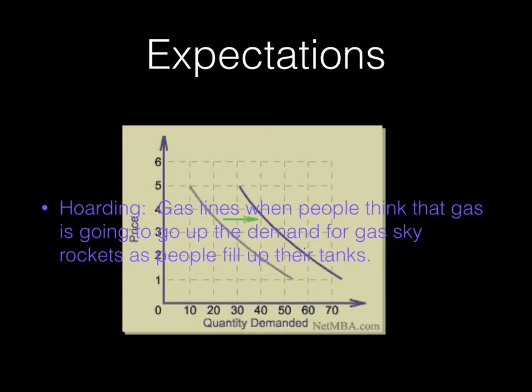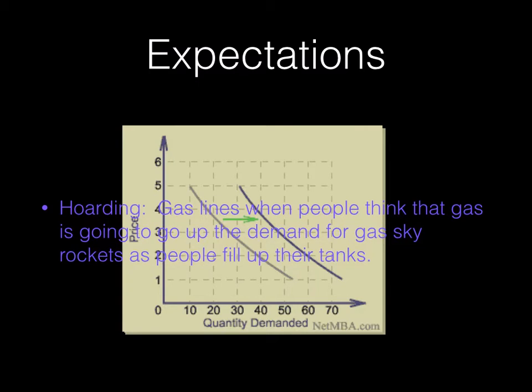Knowing that something might increase or knowing that something might decrease causes people to change their spending habits, right? So, for example, in the 70s, there were long lines for gas because we knew that gas was going to go up. So those are your demand shifters.